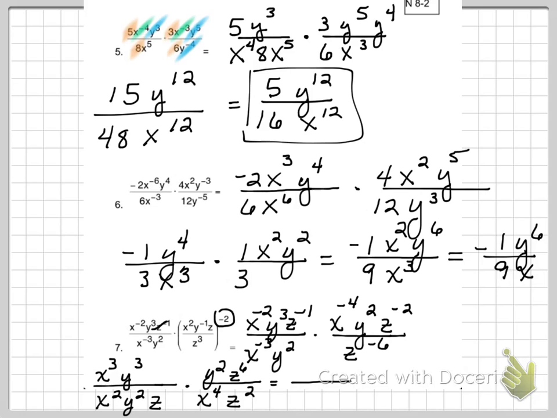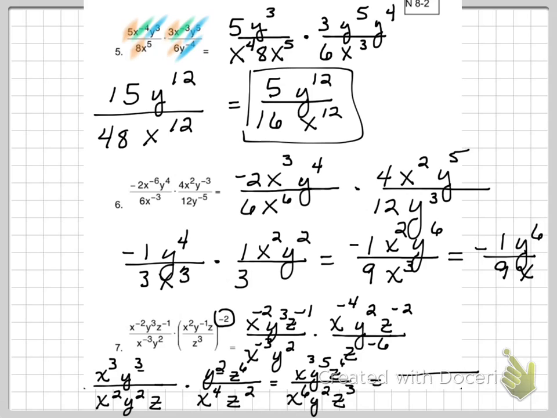So when we do that, we have x cubed, y to the 5th, that's where the 3 plus 2, and z to the 6th. We have in the denominator x to the 6th, y squared, and z to the 3rd. Okay? Now we're ready to do our final simplification.